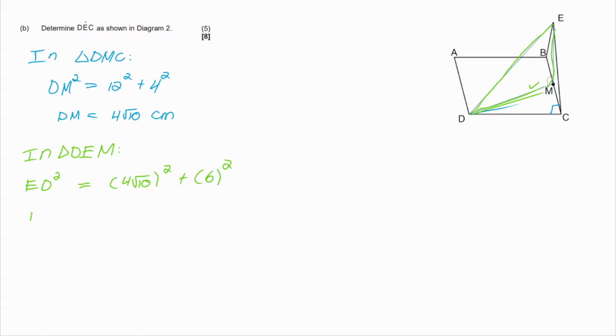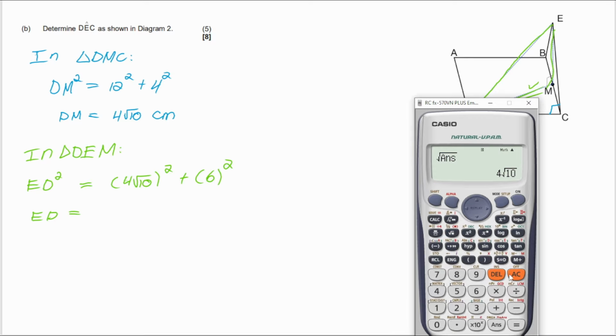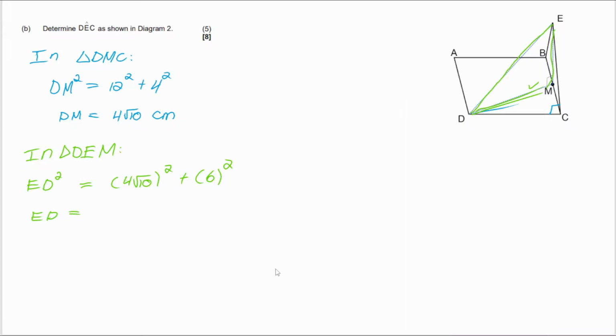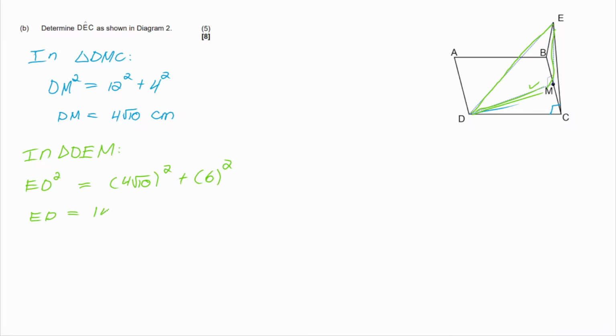And if we put this in the calculator, we say this squared plus 6 squared, and then we take our answer and square root it. So we get ED is 14 units. Instead of units, sorry, centimeters. I'm not so used to working with centimeters in these problems. But anyways, we now have ED.